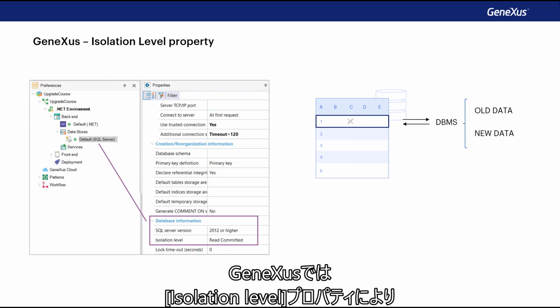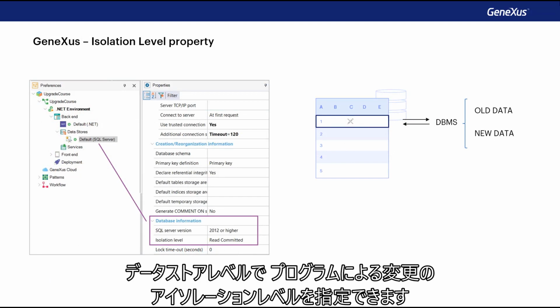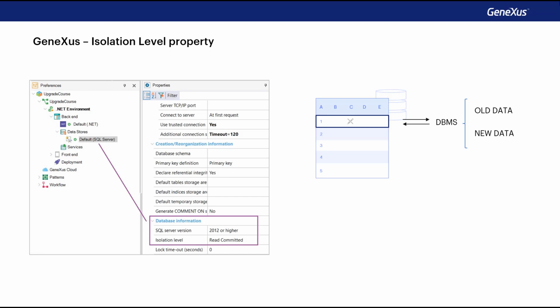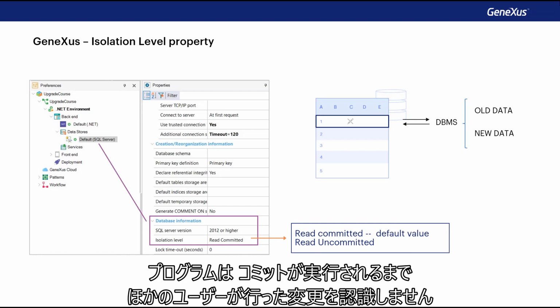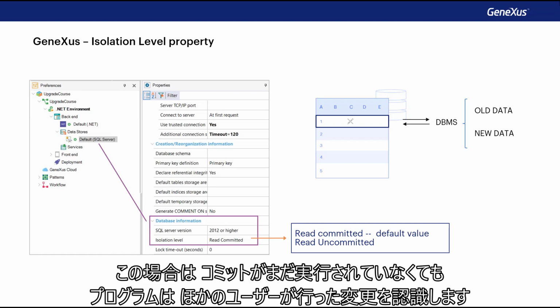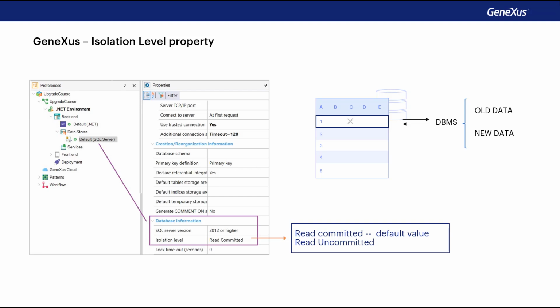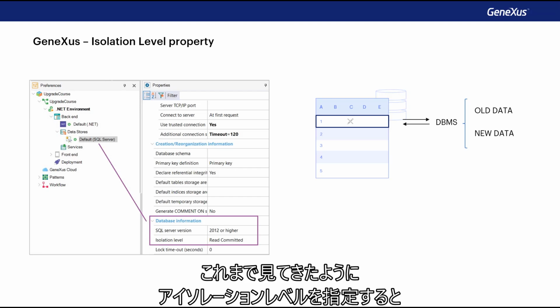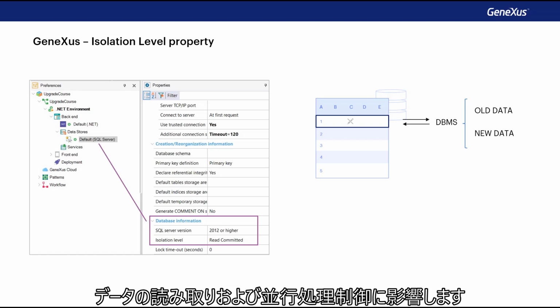In GeneXus, the isolation level property, at the data store level, allows specifying the isolation level of the changes made by the programs. The available values are as follows. Read committed. Programs do not see the changes made by other users until a commit is executed. This is the default value taken by this property. Read uncommitted. In this case, the programs see the changes made by other users, even though the commit has not been executed yet. As we have seen, specifying the isolation level affects data read and concurrency control.